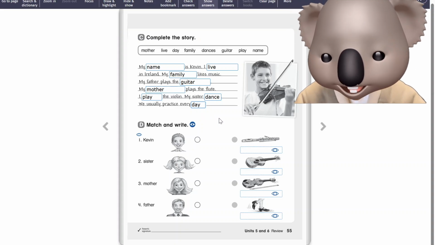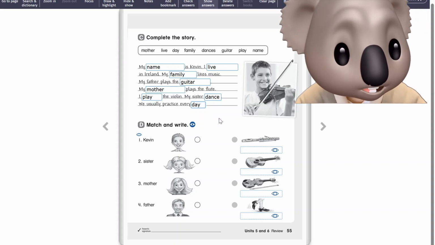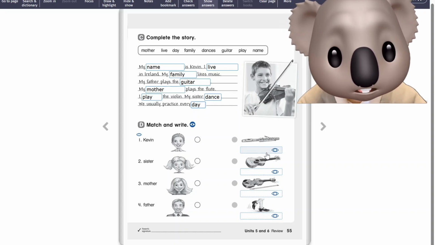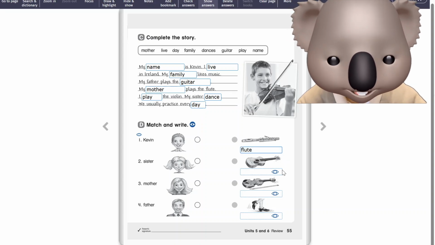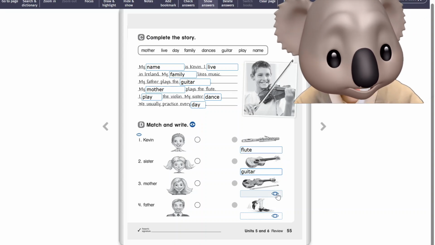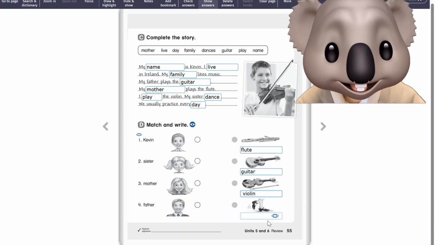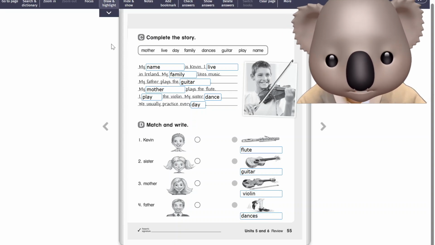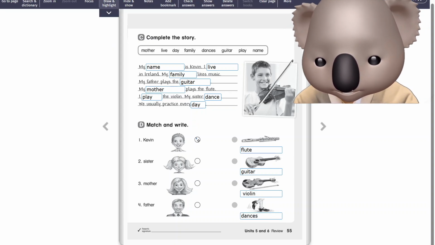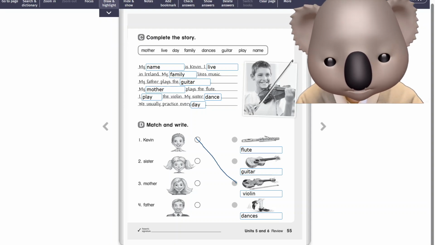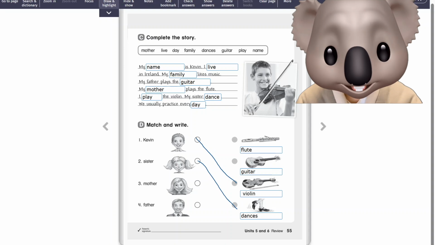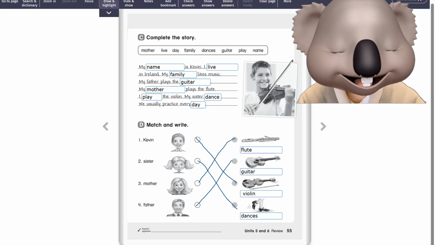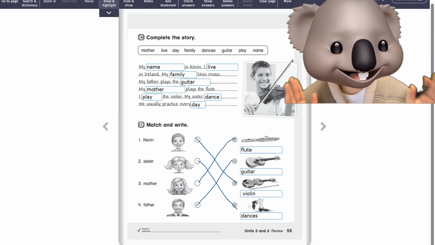Great job. In part D, we are going to match and write. First, let's write the name of the instrument. Our first instrument, 첫 악기는 flute. Next, we have a guitar. And then we have a violin. 마지막은 악기는 아니지만 춤을 추다. Dances. 케빈은 뭐 한다고 했지? I play the violin. sister는 뭐 했지? Dances. 엄마는 flute. And father는 guitar. Double check your answers and we're all done.